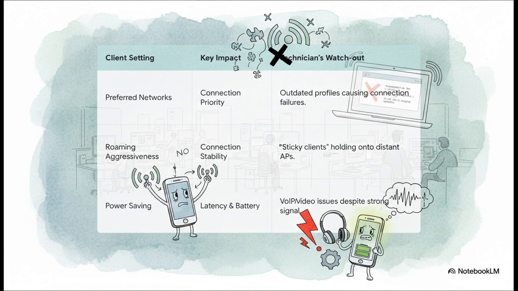First thing to check, the preferred networks list. You'd be amazed how often an old, wrong profile for a network with the same name is the real villain behind connection failures. Next, roaming aggressiveness. The big thing to watch for here is that classic sticky client, especially in a crowded office, that just won't let go of a distant AP.